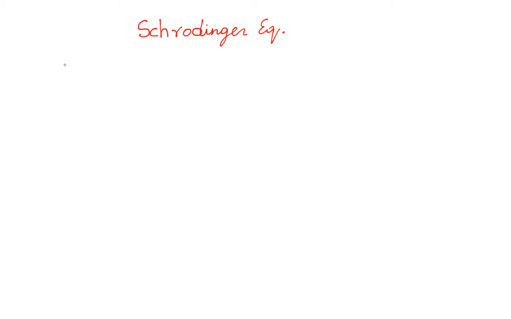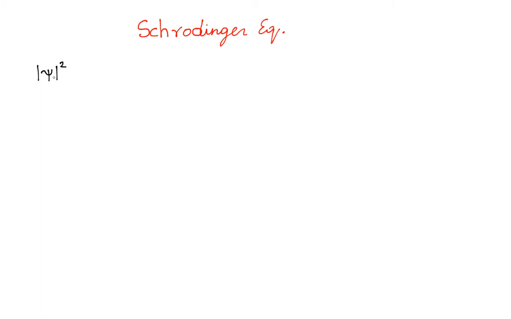Okay, so in the last class we talked about the wave function and we said that the probability of finding a system in a certain state is given by this. Well, actually, this is a probability density. It's not really probability, but probability density.